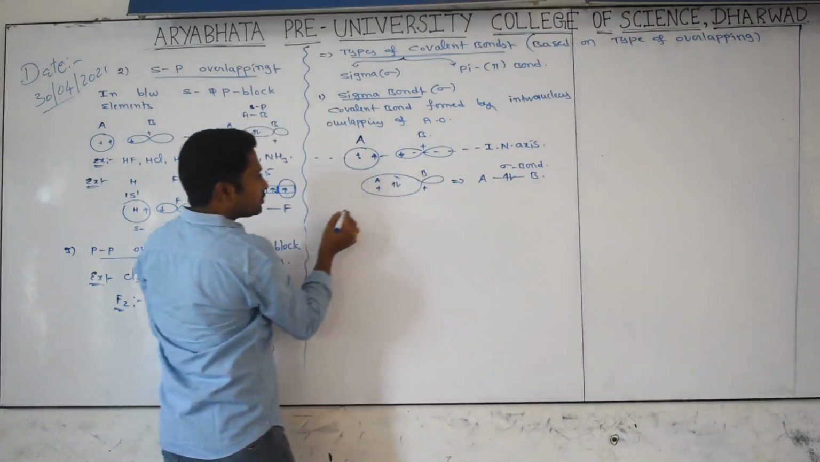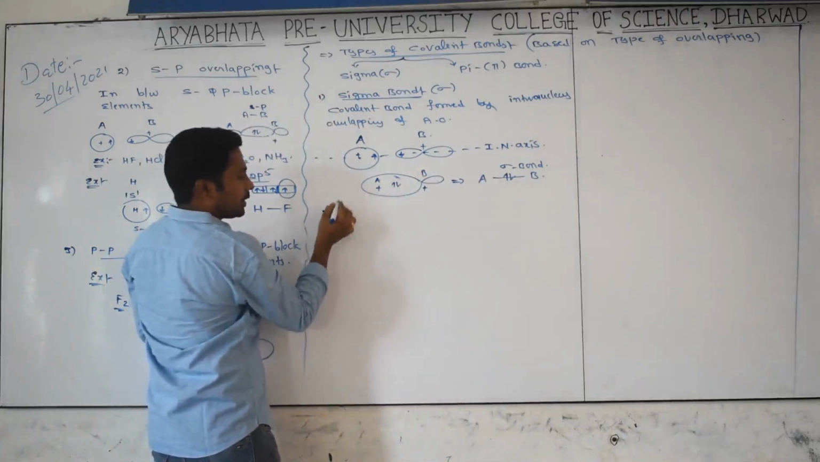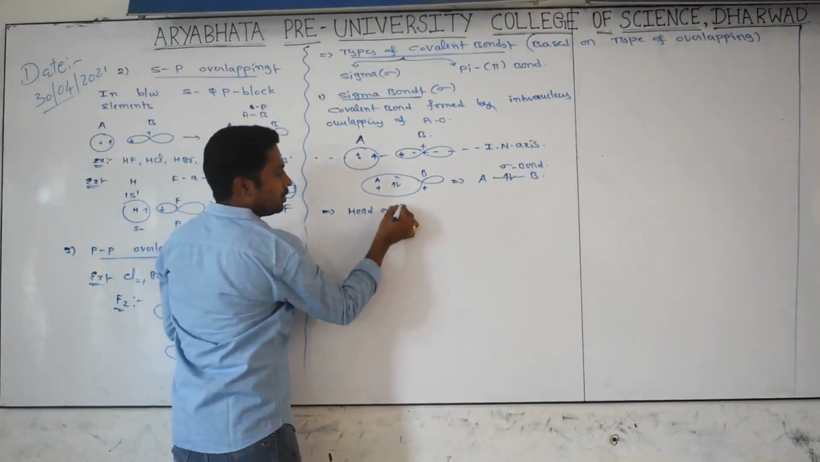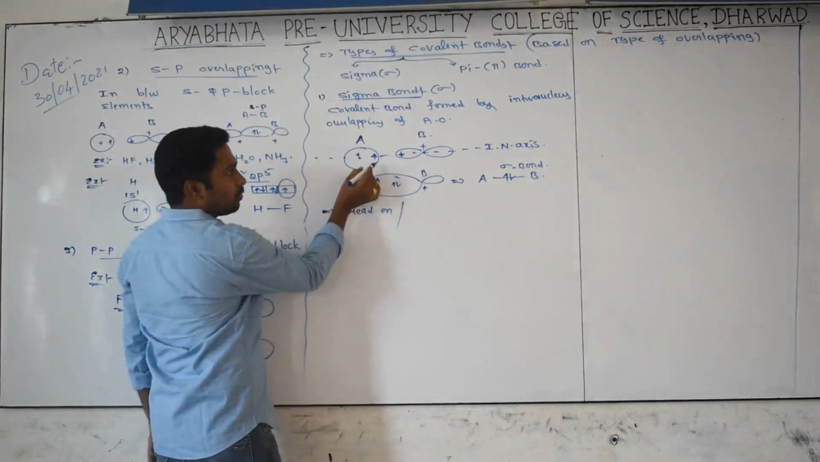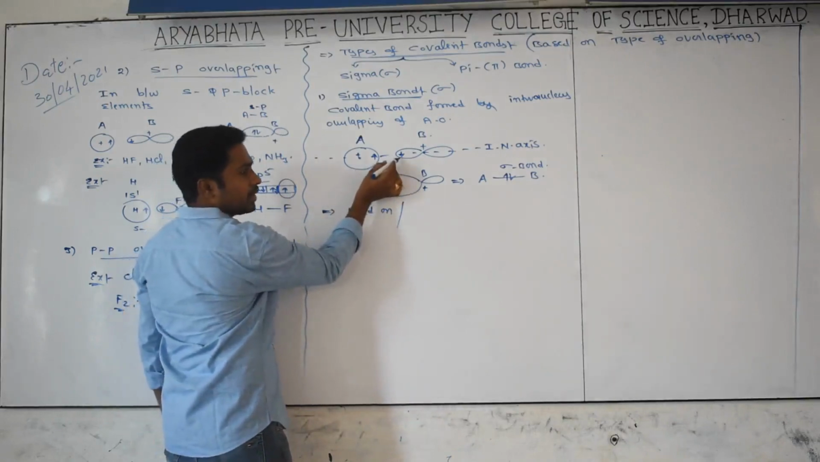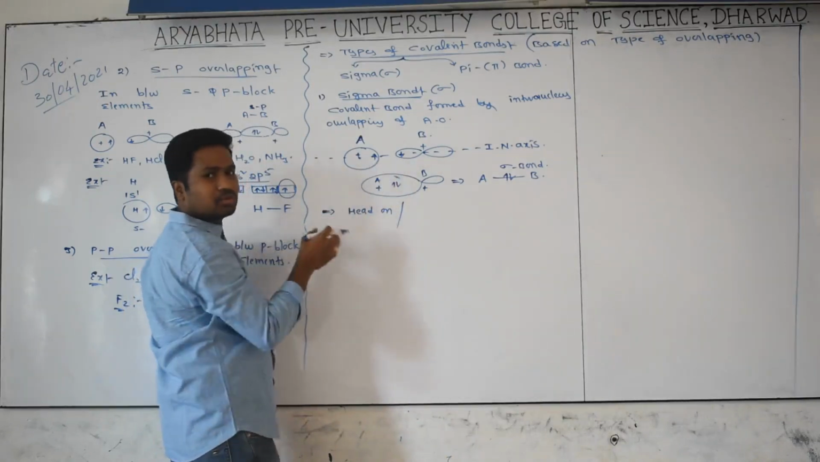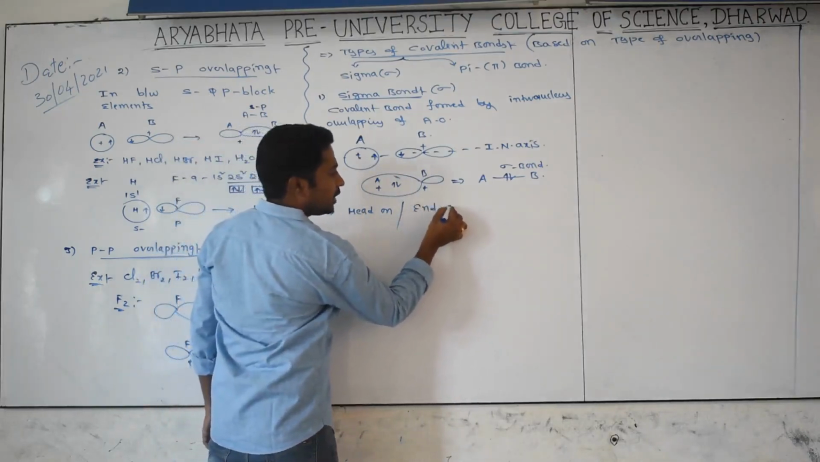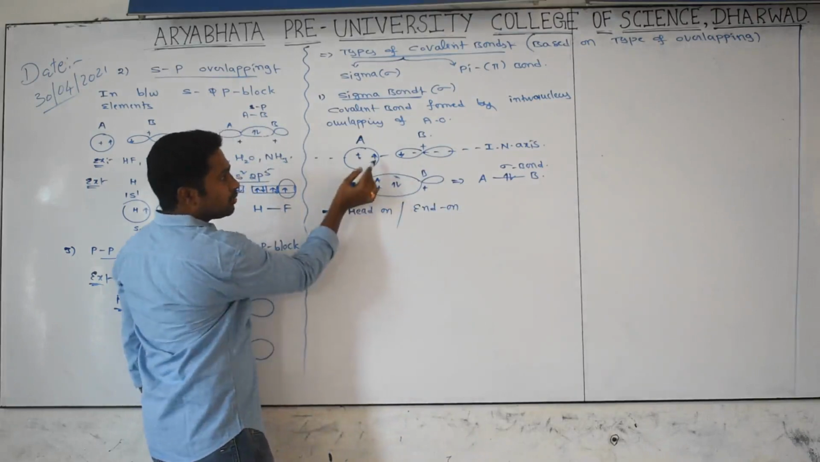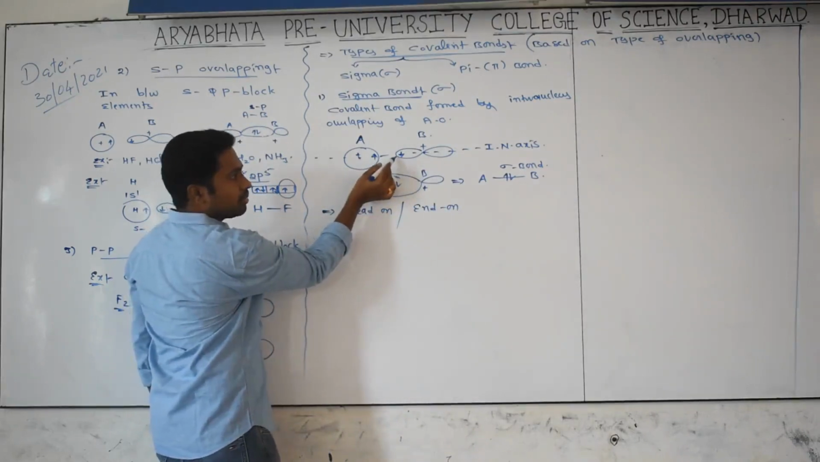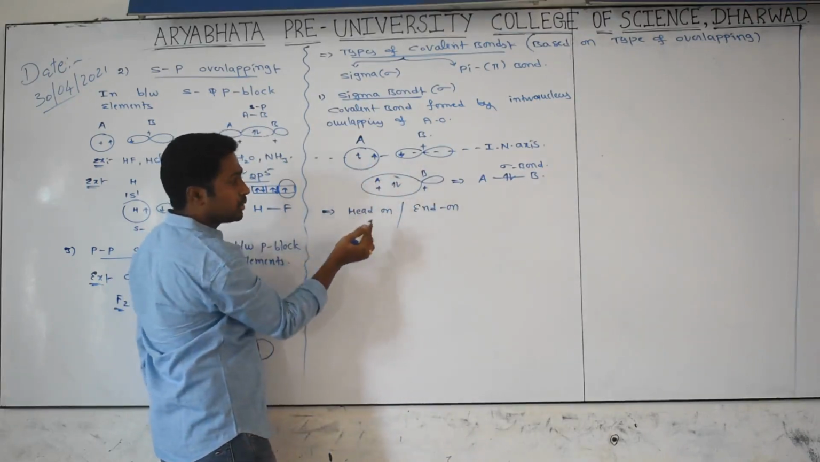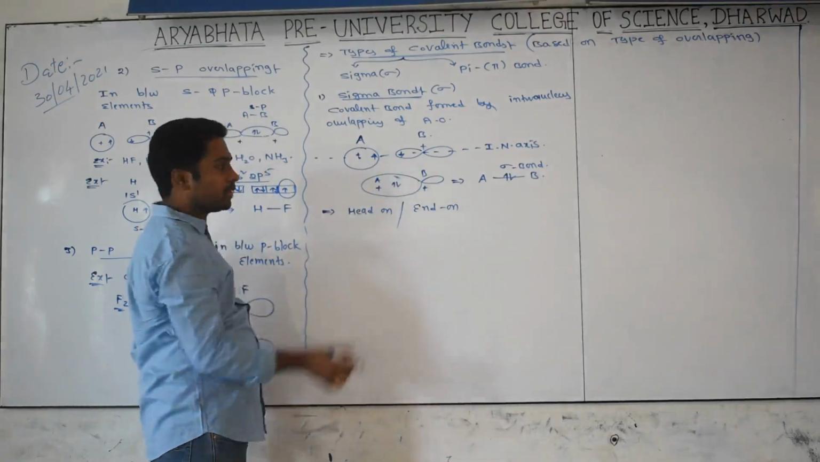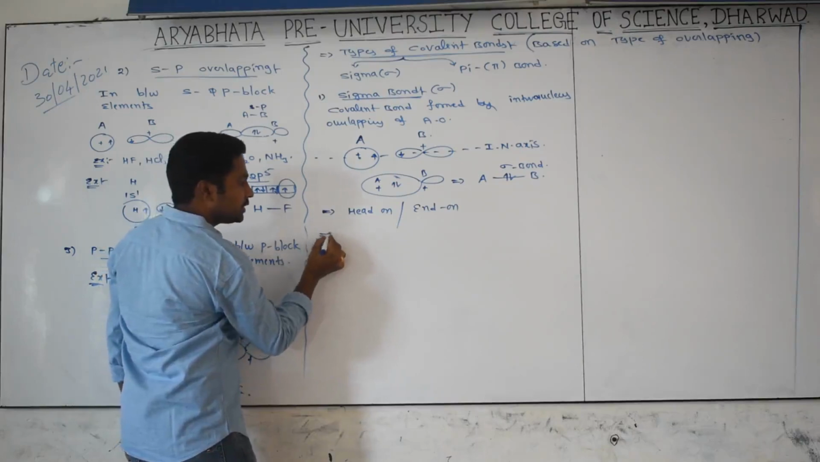The sigma bond is formed by two types of overlapping. The next point is also called head-on overlapping. Why? The head of one atomic orbital and the head of another atomic orbital are intermixed. This is called head-on overlapping, or also called end-on overlapping. The end of one atomic orbital and the end of another atomic orbital overlap together. This overlapping is called head-on overlapping or end-on overlapping. After that, we can see some other things.